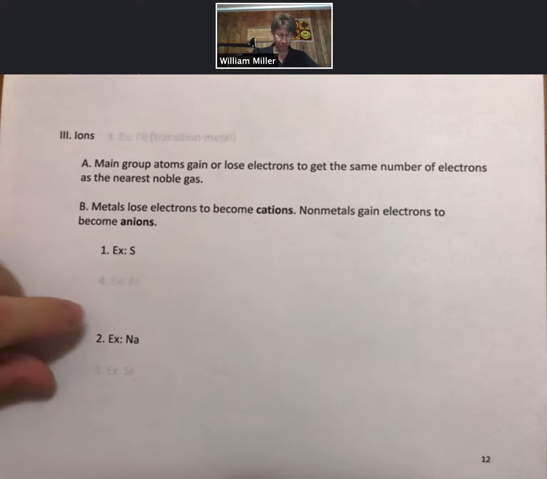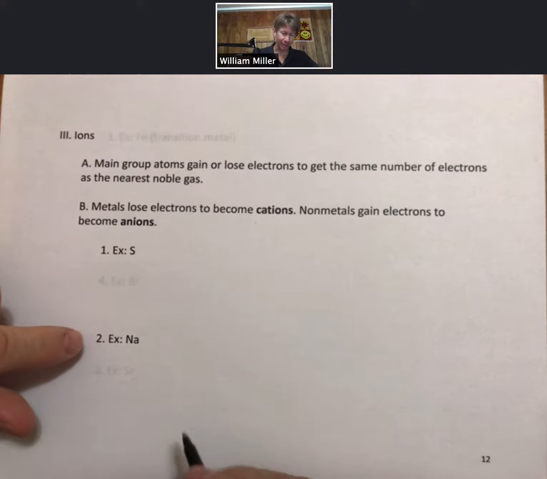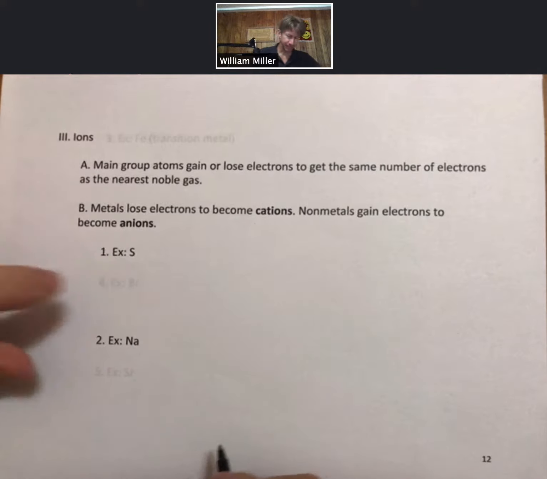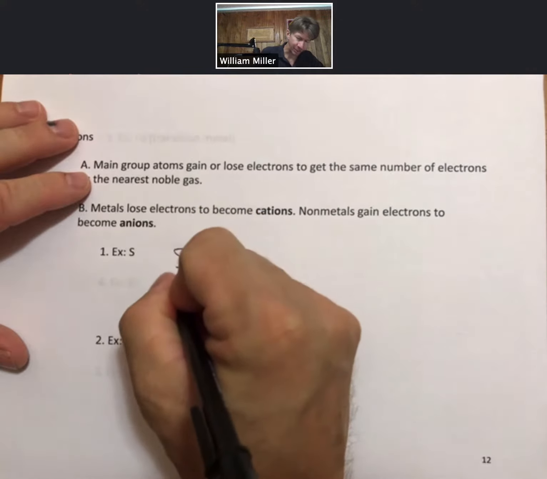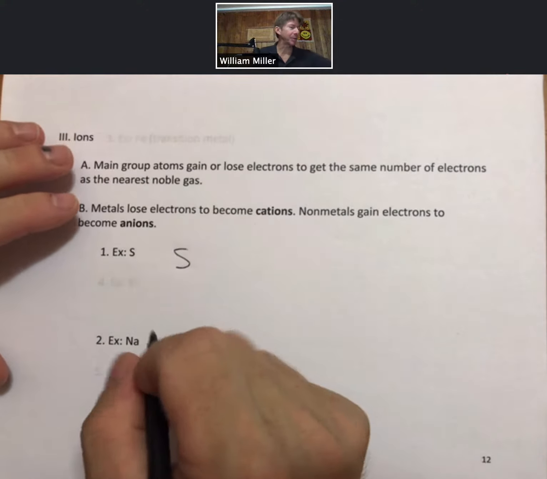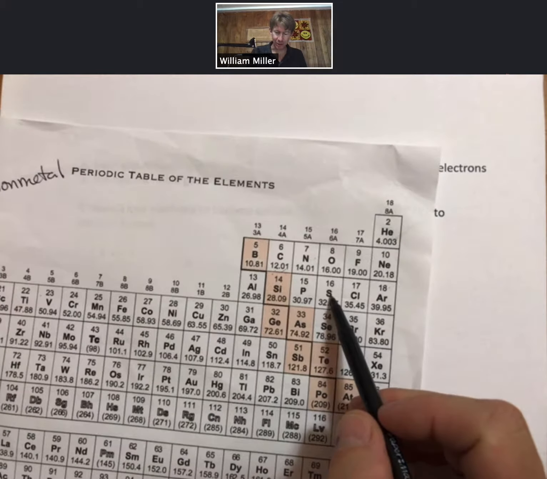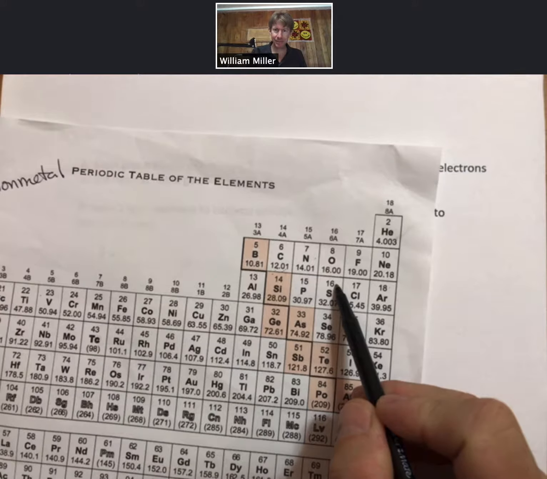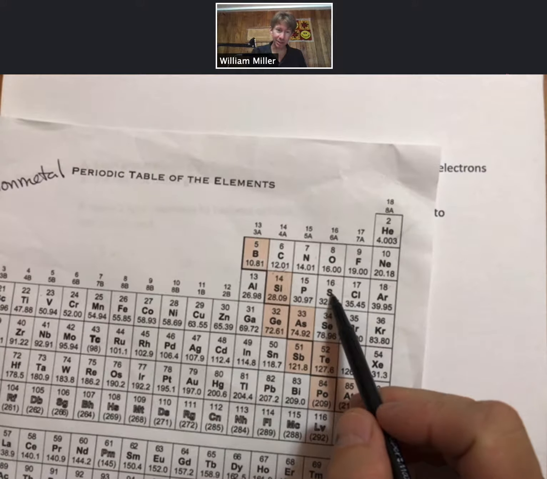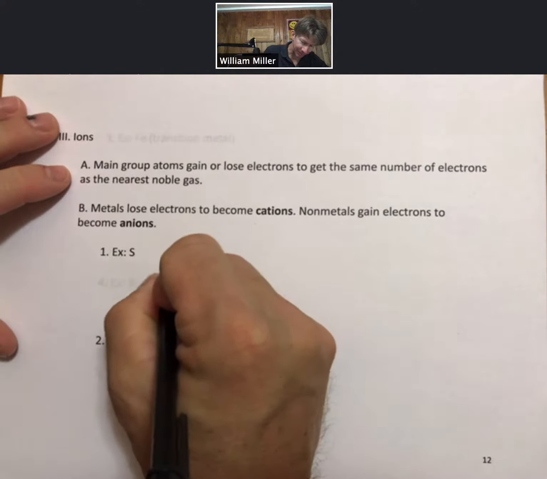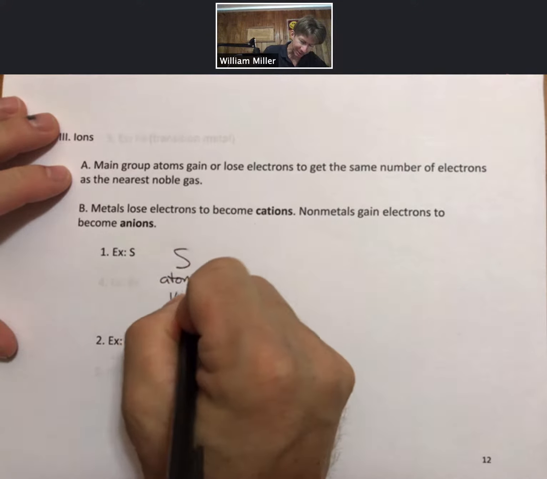And so with two main group atoms, let's see how this works. If we have a sulfur on the periodic table, we can see that sulfur is element number 16. That sulfur has 16 protons and 16 electrons for an atom. So this is going to be a sulfur and it's going to be an atom. And so it's going to have 16 electrons.